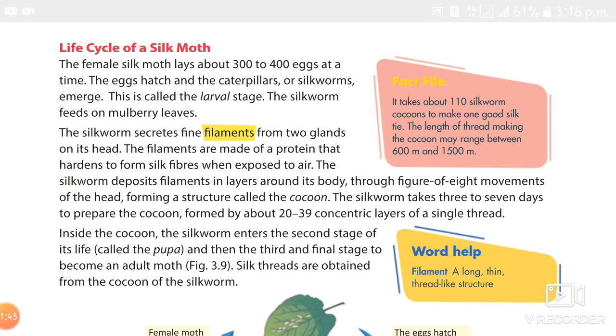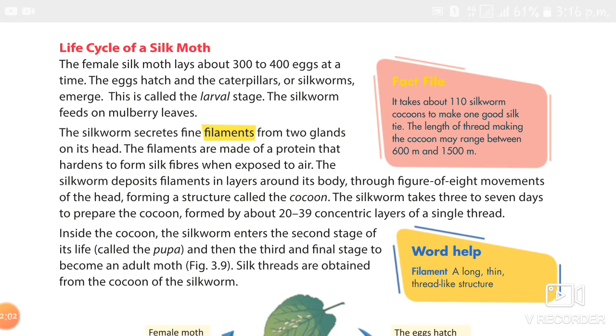Silk is the strongest natural fiber. It is stronger than a steel fiber of the same thickness. Isn't that amazing? We all like to wear silk, right?